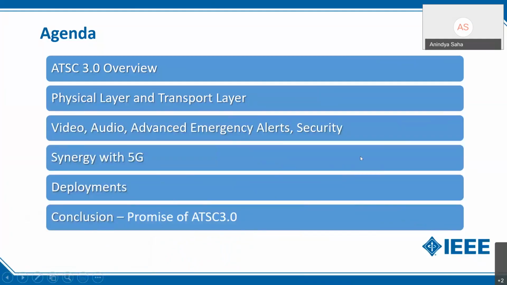Okay, so going to the agenda, we'll start with an overview of what this standard is all about, ATSC 3.0. And the next section, we will basically dive a little bit in details into the physical layer and the transport layer aspects. This is where the meat of the standard is in terms of determining the quality and capacity abilities.